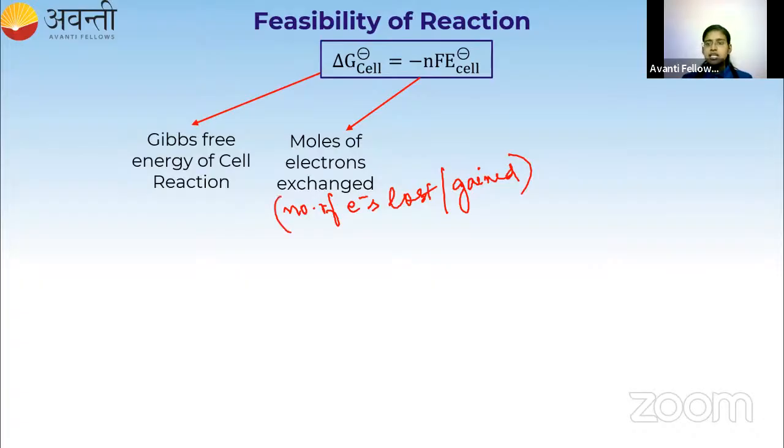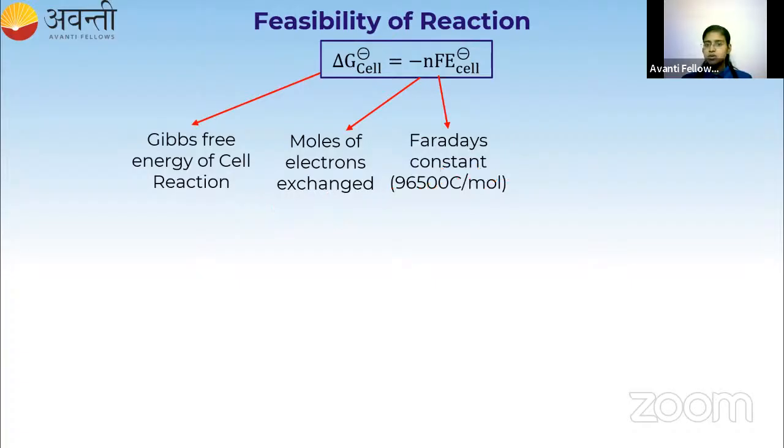And F is the Faraday's constant, whose value is approximately 96,500 coulomb per mole. You should memorize this value. And E naught is the electromotive force, EMF, of a cell. So these are the terminologies which explain the formula.